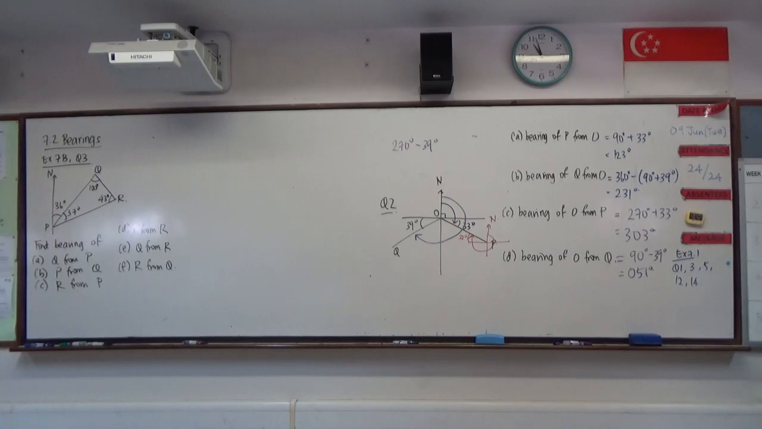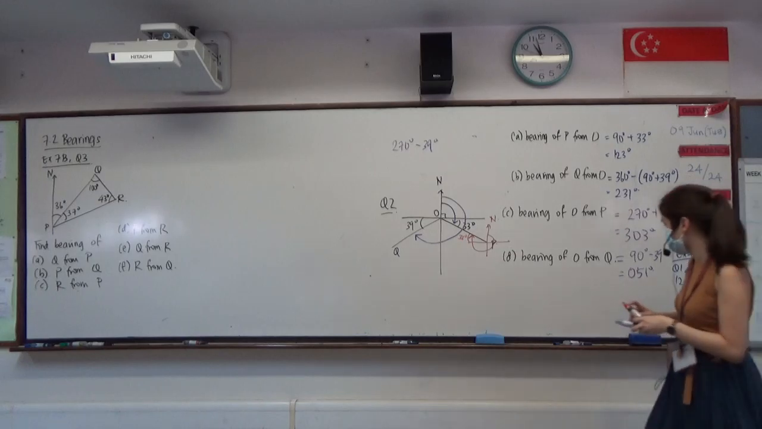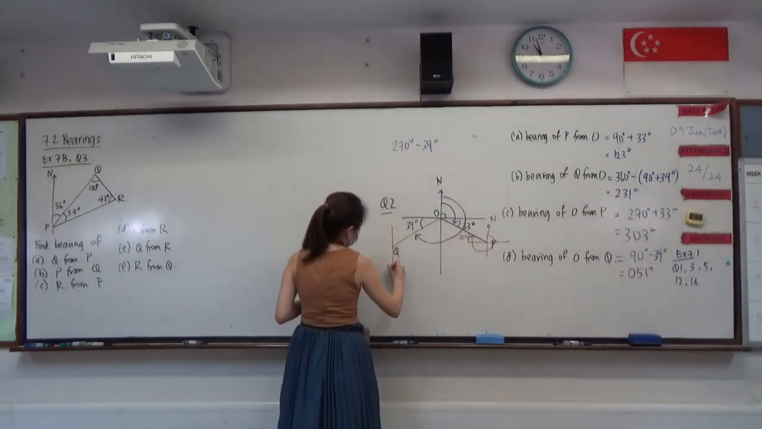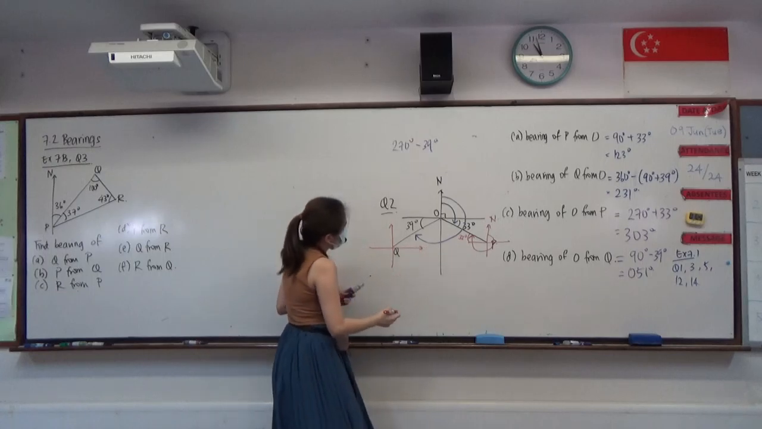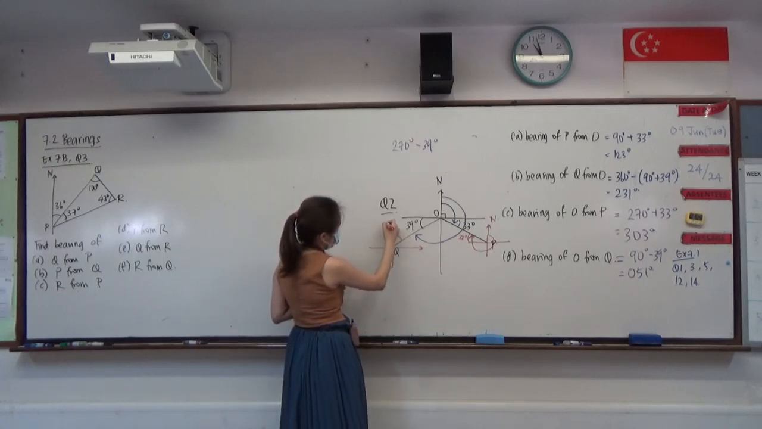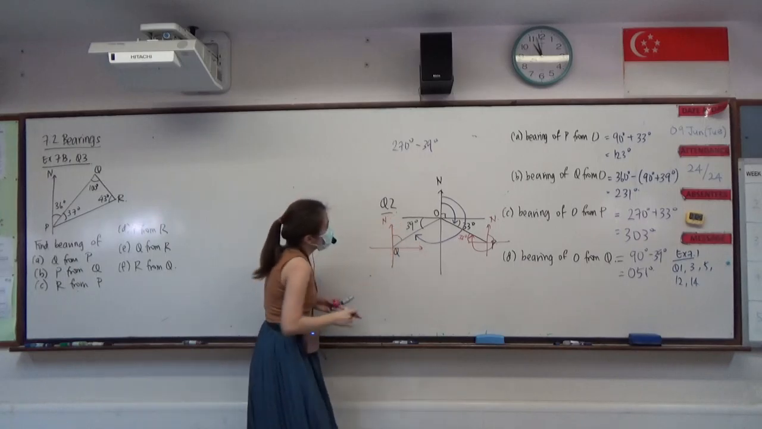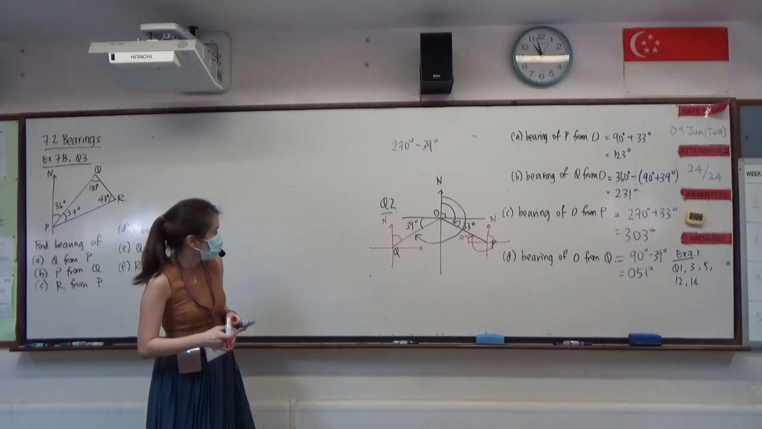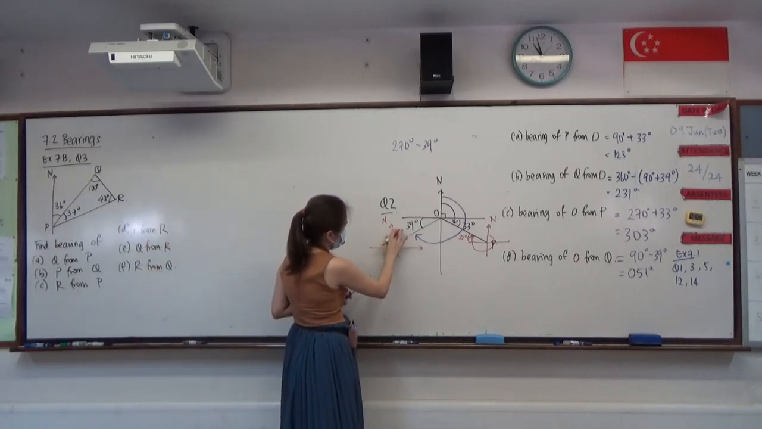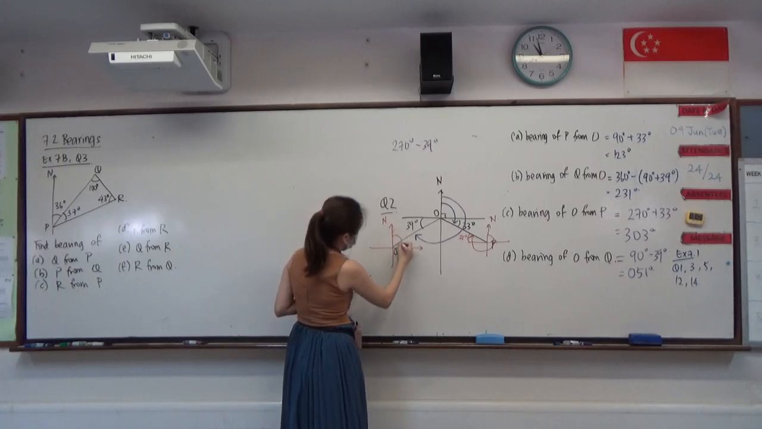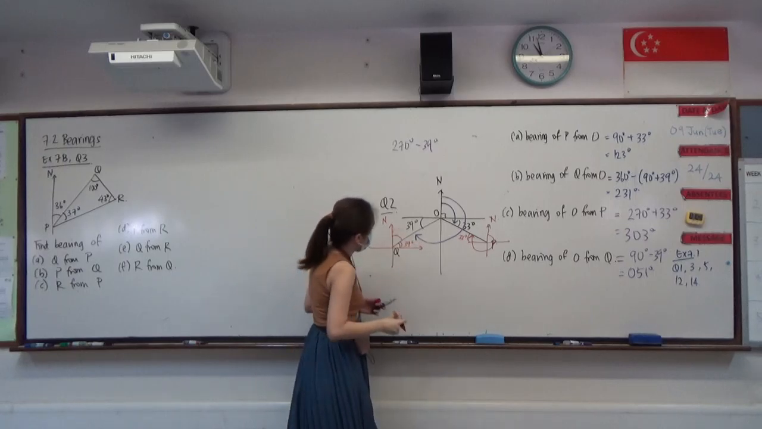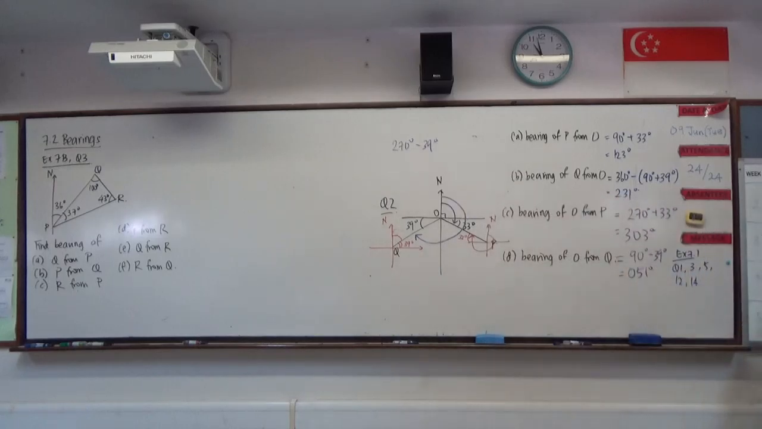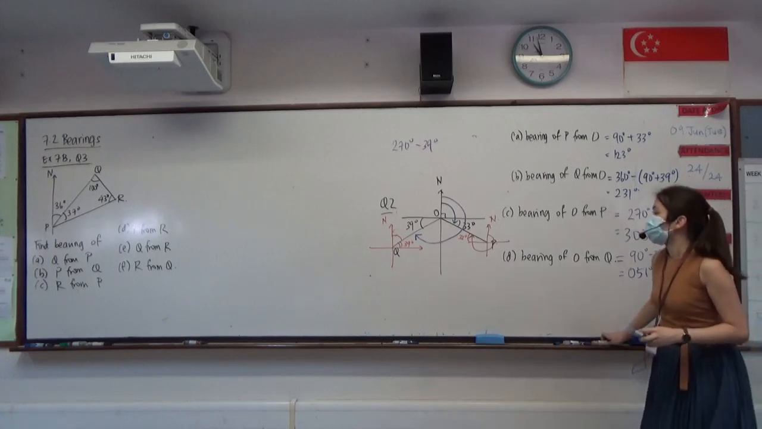Sorry, maybe my answer here is wrong. Let's do a check. O from Q will mean that it has to be this angle here, and it just says 90 minus 39. How do you know that this is 39? Oh, okay, because down here is 39 degrees because of the angles. Why did I get this? Okay, my answer is wrong. Alright, this one is the correct answer.